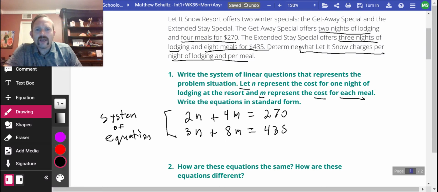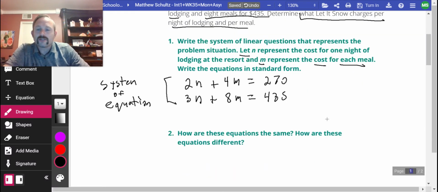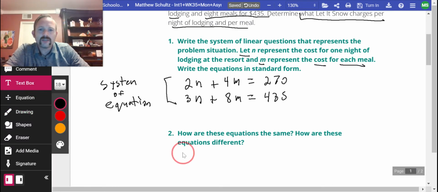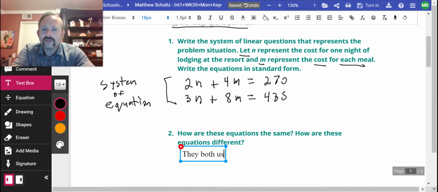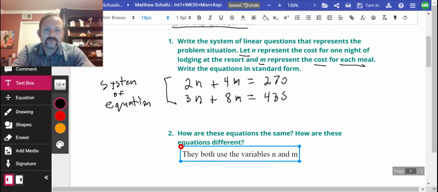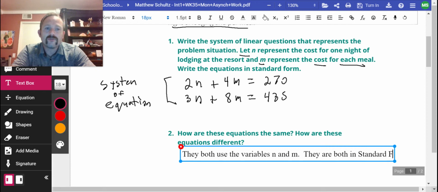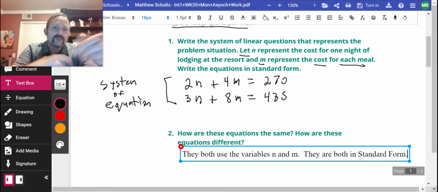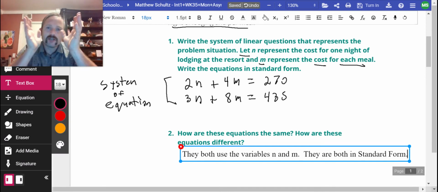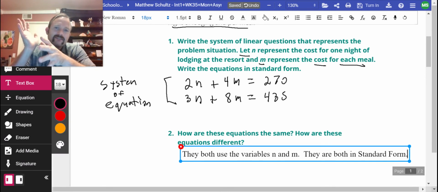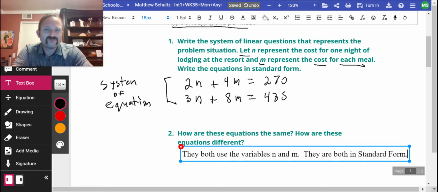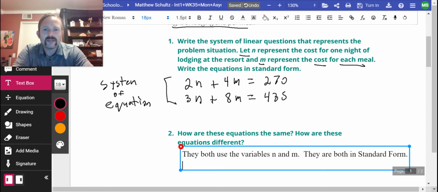Okay, next up. How are these equations the same? Are these equations different? Well, they both use the variables n and m. They are both in standard form, so ax plus by equals c. If the two variables are adding on the same side, that's probably going to be standard form. What else do they have in common? That's pretty much it.